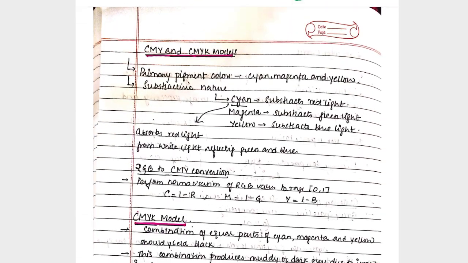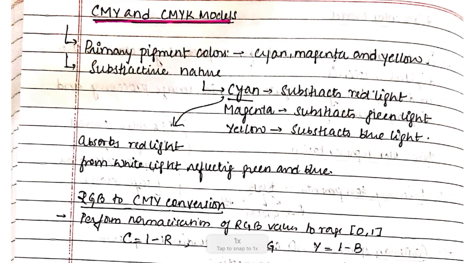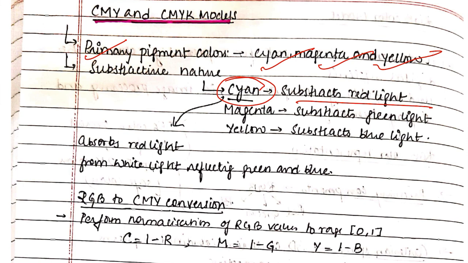Next is CMY and CMYK model. What is CMY model? It mainly stands for cyan, magenta, and yellow, the primary pigment colors. And the CMY model is also known for its subtractive nature. What is subtractive nature? For example, cyan light is mainly obtained when you subtract the red light. The magenta color is mainly obtained when you subtract the green light. The yellow color is obtained once you subtract the blue light.